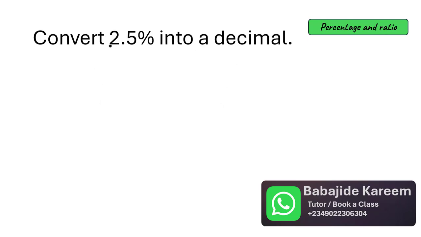Convert 2.5% into decimal. So when you are dividing by 100, because now this means 2.5 over 100, but this is a fraction. Now we want to convert it to decimal. So one thing you should know is that when you write 2.5, ask yourself, because now you are dividing, where will you move this dot? Is it right or left? Where will you move this dot?